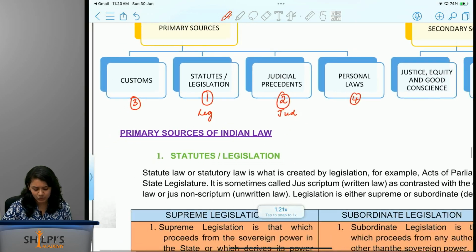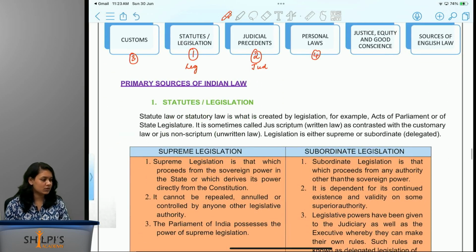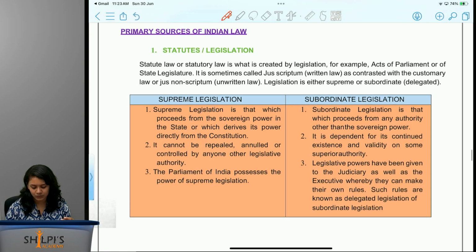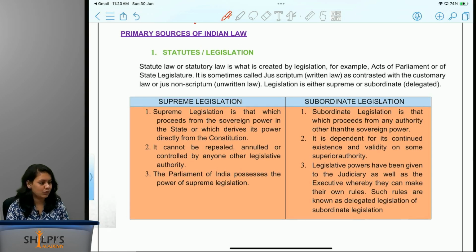So first we'll go into primary source, that is statutes and legislation. Now, statutes and legislation, there is only one thing that you need to understand. It is law made by legislature, plain and simple. But remember I told you when I was explaining acts, rules and regulations, that the act is made by the legislature, whereas the rules are delegated to some other authority, or it is delegated to someone else to say follow so and so procedure. That is what we're going to be studying over here.